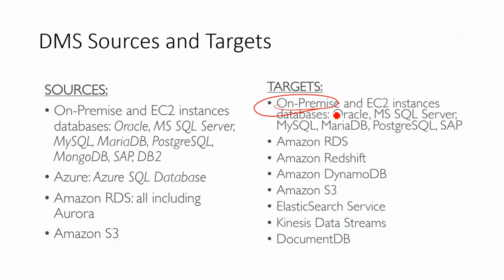Then Oracle, targets can also be Oracle, MySQL Server, MySQL, MariaDB, PostgreSQL, and SAP, Amazon RDS, Amazon Redshift, Amazon DynamoDB, Amazon S3, Elasticsearch Service, Kinesis Data Streams, and DocumentDB. Right. So these are all the sources and the targets for DMS, the Database Migration Service.